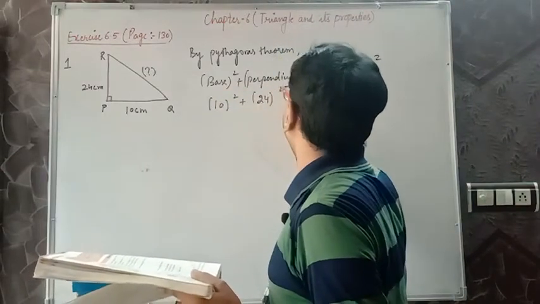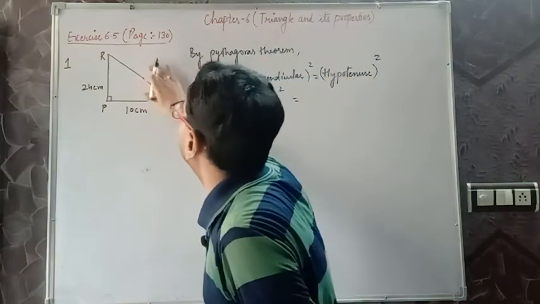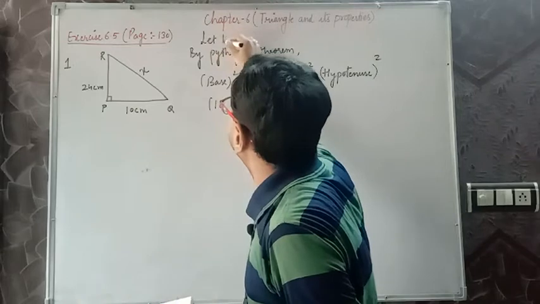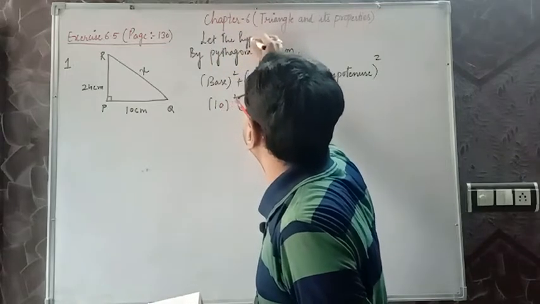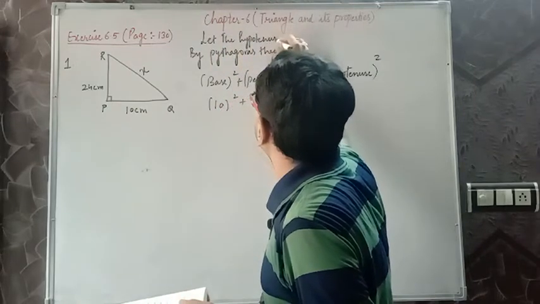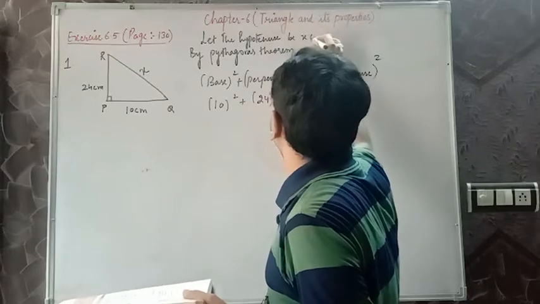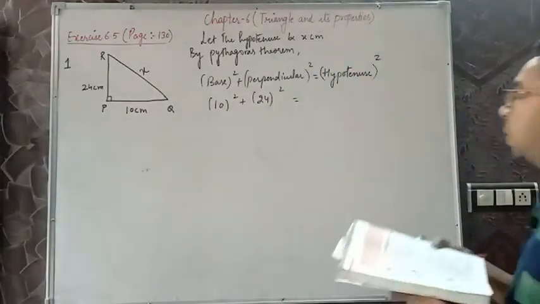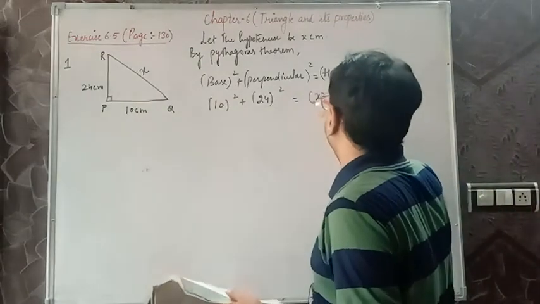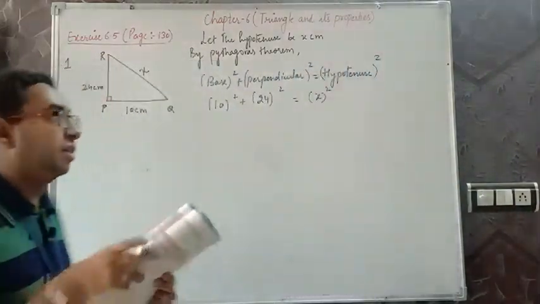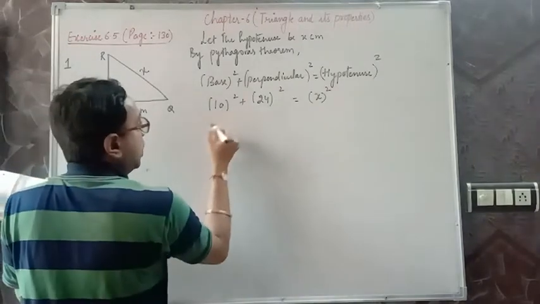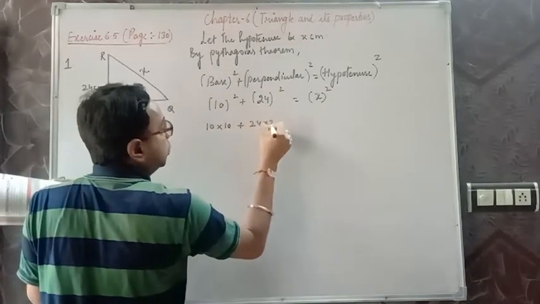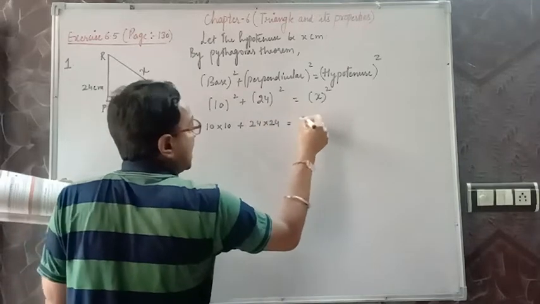24 square. If we don't know hypotenuse, can I take hypotenuse to be x? So we can say let the hypotenuse be x centimeter. You can assume that. Clear? So x square. Now what does squaring mean? Understand it very carefully from here. Squaring is 10 into 10. 24 square means 24 into 24 is equal to x square.